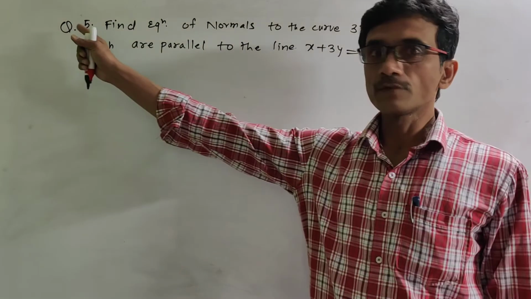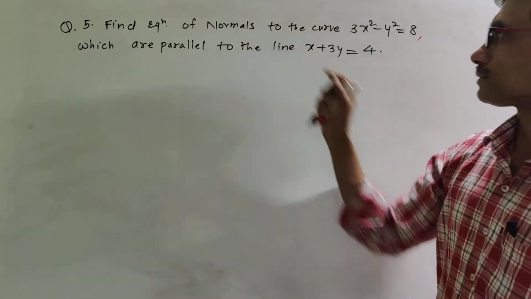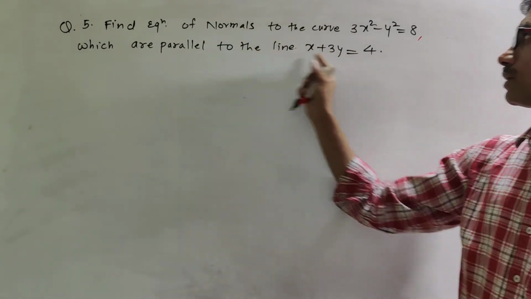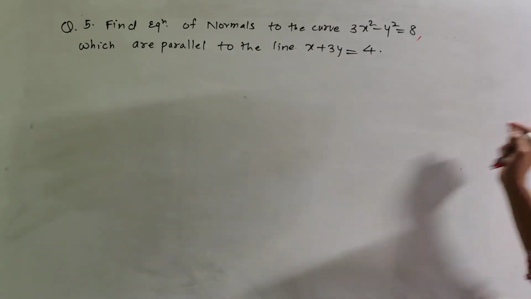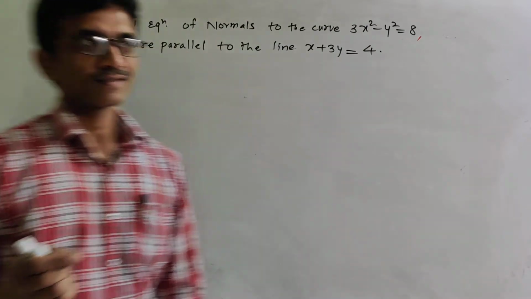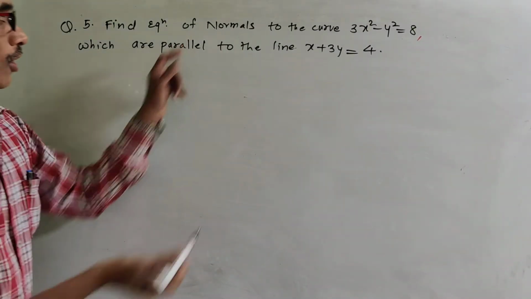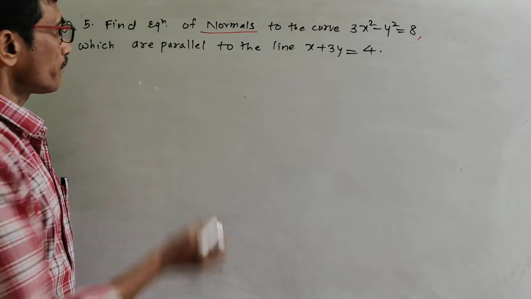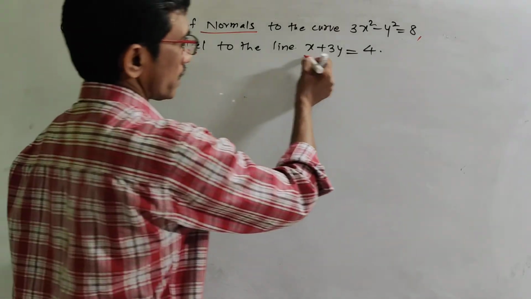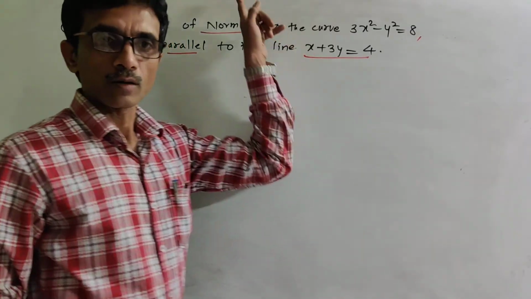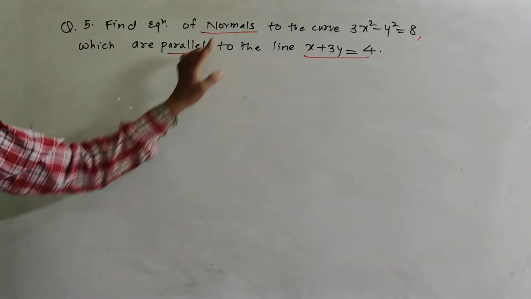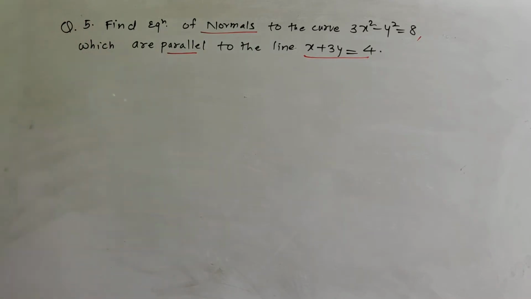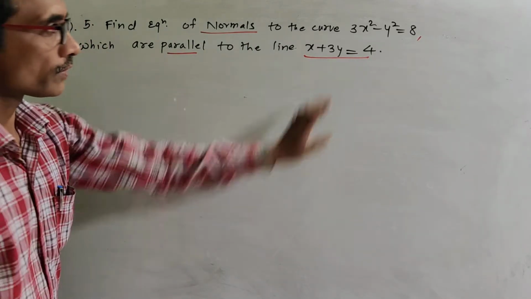Let's see question number 5. Find the equation of normal to the curve which are parallel to the given line x plus 3y is equal to 4. So here we have to find the equation of normal, and normal is parallel to the given line. मतलब ये लाइन का स्लोप और नॉर्मल का स्लोप एक ही है. So slope of the given line is equal to slope of normal. So first of all we will find slope of the given line.